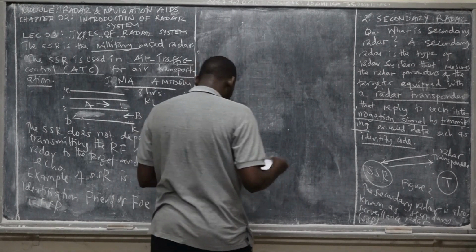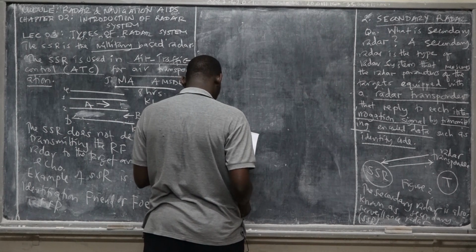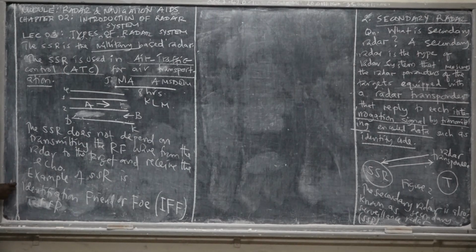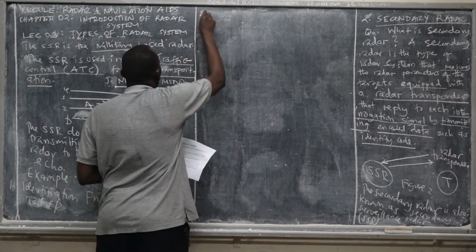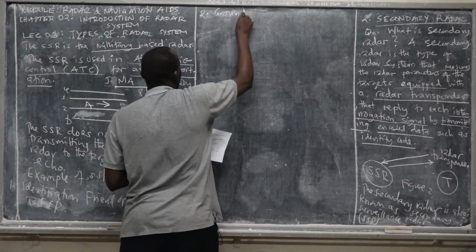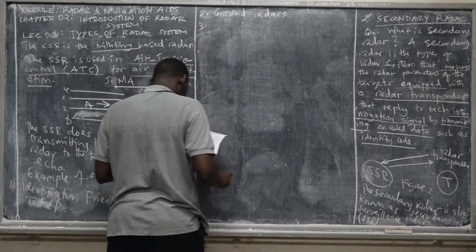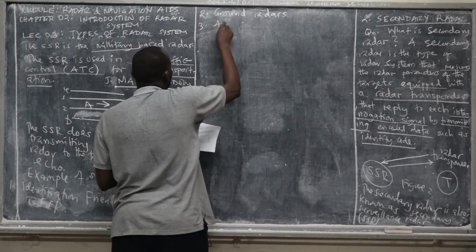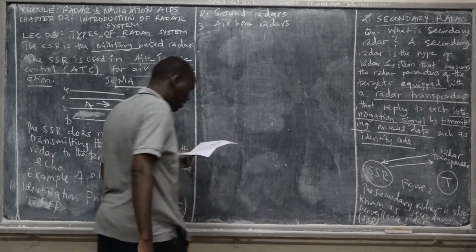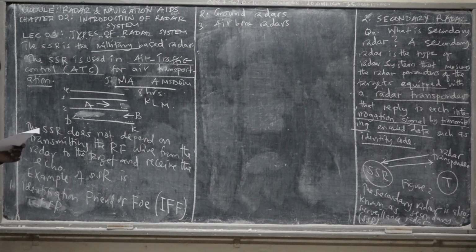Again, so this is the first example. We have the second example, also of SSR radar. We have also some ground radars. And the third example is called the airborne radars. Say ground radars. Airborne radars.